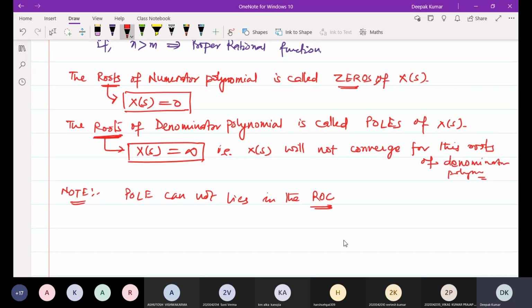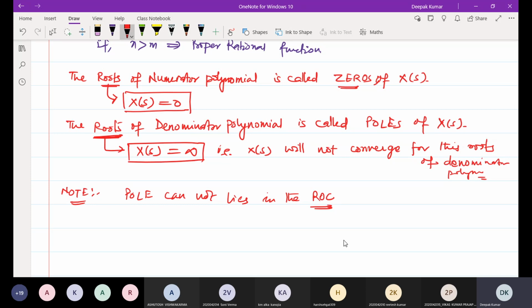Yes sir. The pole, by the definition here, is a root of the denominator polynomial, where the value of X of s will become infinity. Root where X of s will become infinity, that is, it will not converge. Infinite means undefined value. So at that particular value of pole, X of s will not converge.